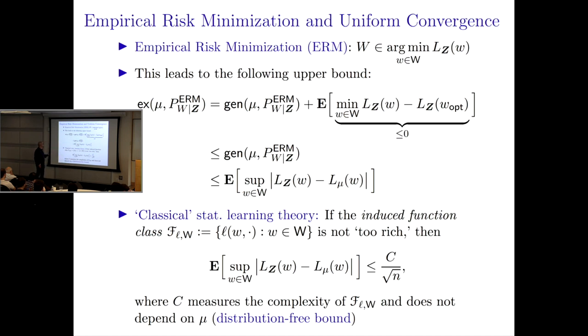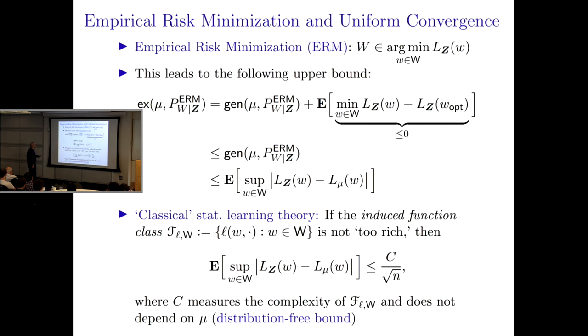And therefore, we see that for empirical risk minimization, the excess risk is actually bounded by the generalization error of our ERM algorithm. And this is where classical statistical learning theory starts, from the work of Vladimir Vapnik and Alexey Chervonenkis and people like that. And then we also have statisticians in the US who worked on what's called empirical process theory, such as Richard Dudley and Jon Wellner and people like that.